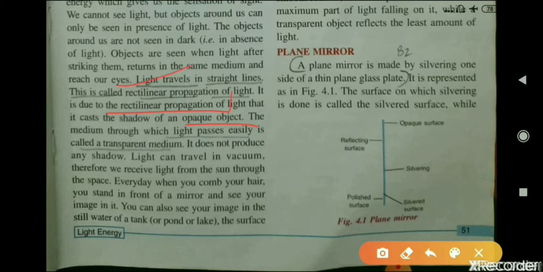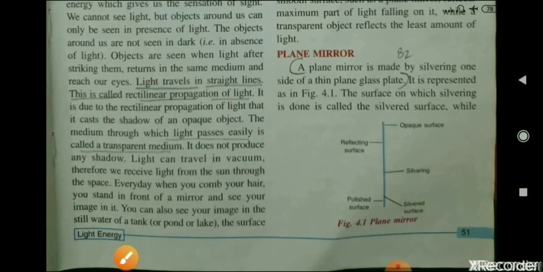The medium through which light passes easily is called a transparent medium, and it does not produce any shadow because all the light passes through it. Light can travel in vacuum, therefore we receive light from the sun through space. Means light can also travel through vacuum.